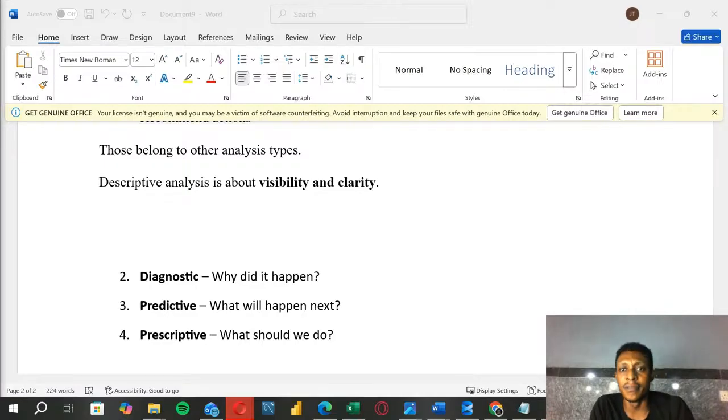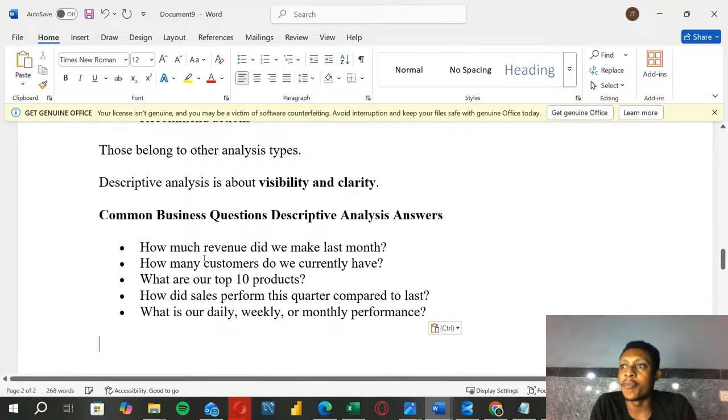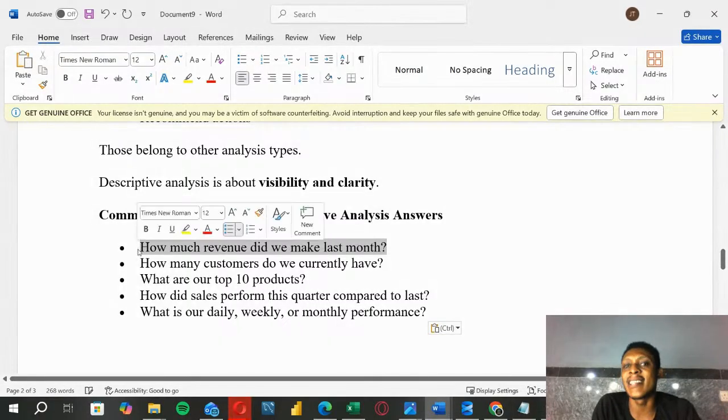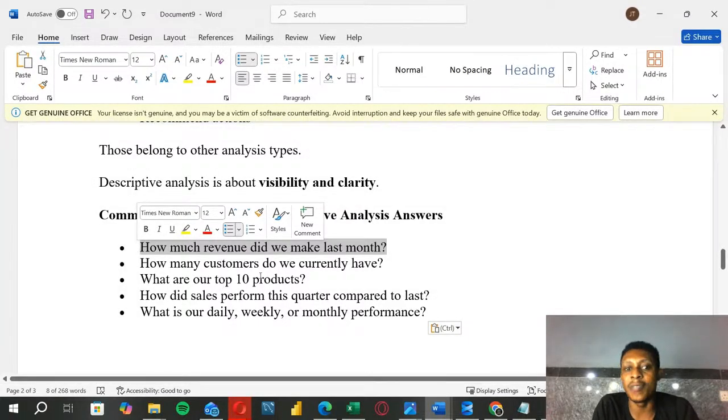Then common business questions that descriptive analysis answers. Number one, how much revenue did we make last month? This is what descriptive analysis can do. It speaks about the past, what has happened, not predict the future. You understand? Descriptive analysis cannot predict. How many customers do we currently have? You can use descriptive analysis to do that.